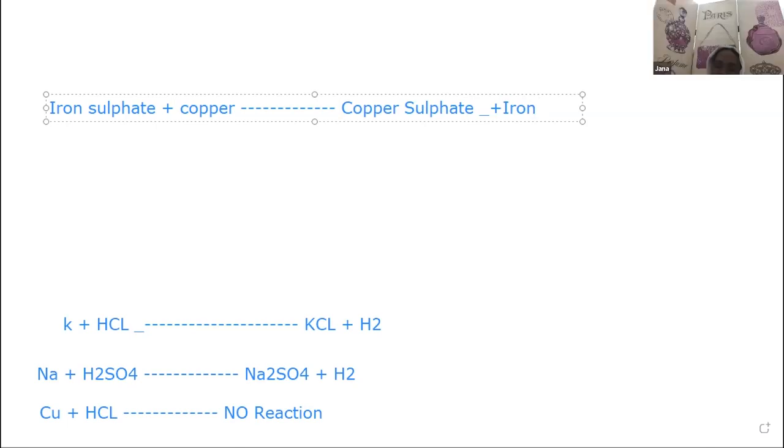Yeah. Okay. But according to the chemical reactivity series, this equation is wrong. No reaction.